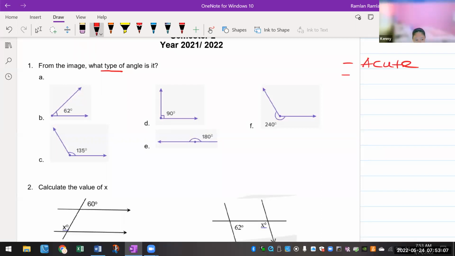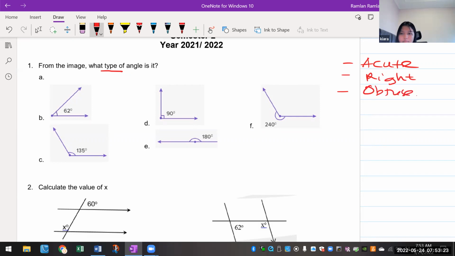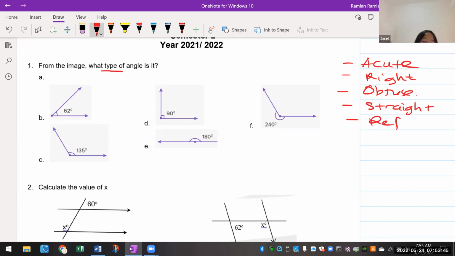Right angle. Okay, good. Okay, Kiara, what else? Acute, right, then what else? Obtuse. Obtuse, okay, good. Brian? Straight. Straight angle, sorry, I misheard. Okay, lastly, Aruni. Reflex, sir. Yeah, reflex, okay.